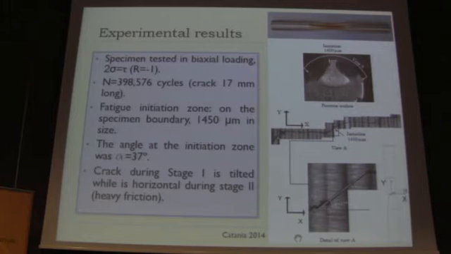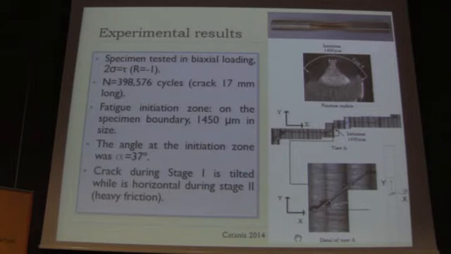This is another example, with a non-broken specimen, because when you do torsion, it's not possible to get it broken in two. You would need to twist it to match the specimen, and you are not able to machine it. But the crack is quite long, 17 millimeters.